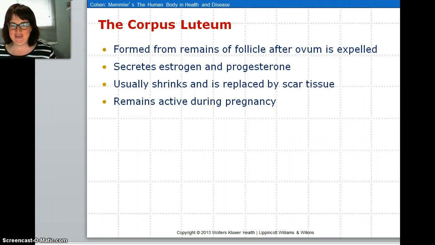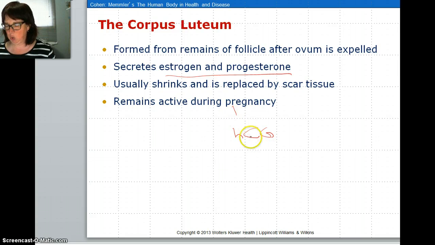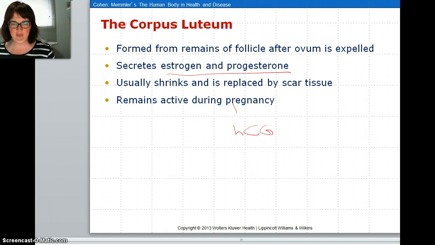Once the egg leaves, you end up with something called a corpus luteum. The corpus luteum secretes estrogen and progesterone, which is used in maintaining the uterine lining, but with time it will decrease. It is signaled chemically to remain active during pregnancy by HCG, human chorionic gonadotrophin, which we'll talk about briefly when we talk about pregnancy.